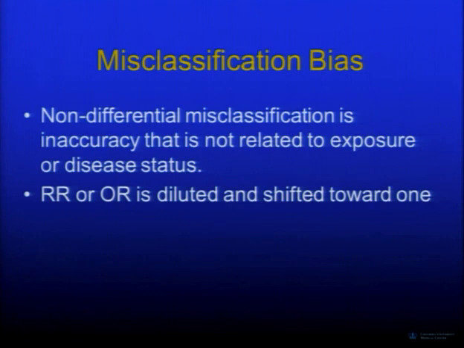Non-differential misclassification is simple inaccuracy. So a lot of times you guys confuse these two. So you say that, well, the people can't remember when they're telling me what they ate 5 years ago. Well, that's the same in the cases and the controls. So that's not a bias. That's just poorly collected data. And in this case, it always dilutes the odds ratio or relative risk towards 1, or towards showing no association. So it's important to understand the difference between non-differential and differential misclassification.